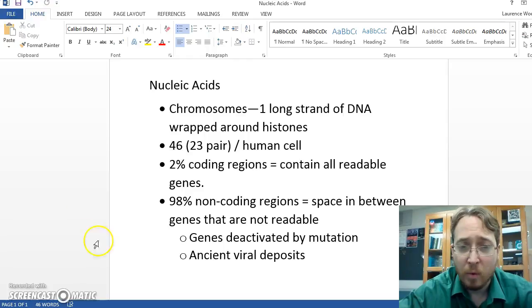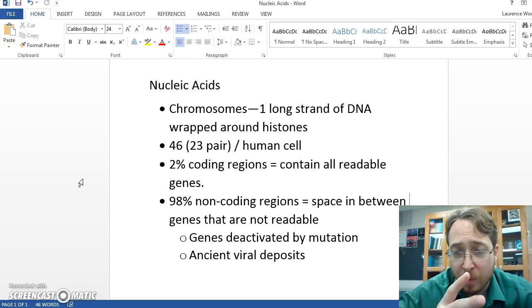So, quick review. Nucleic acid, this is our last polymer. A chromosome is one long strand of DNA wrapped around histones. We have 46, or 23 pair, per human cell. Different species have different numbers, and all the cells in our body have the same chromosomes. 2% of those chromosomes are coding regions, which contain all of our readable genes.